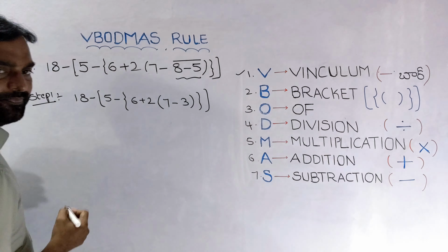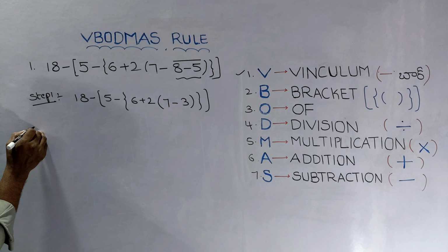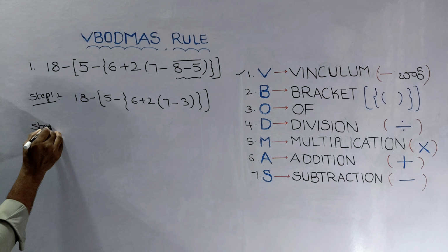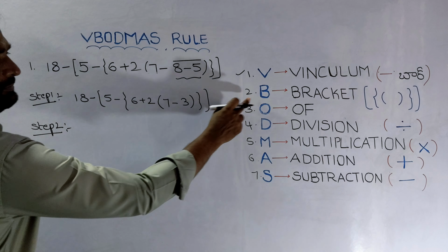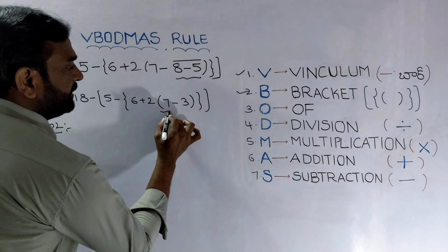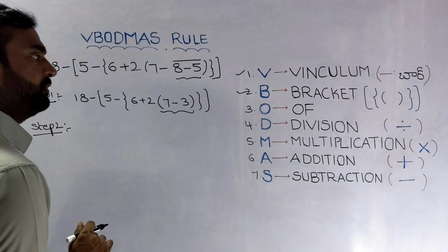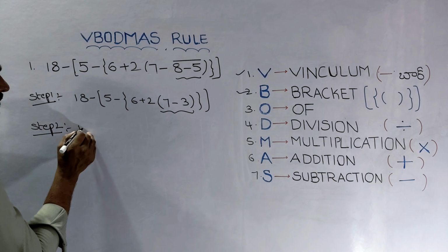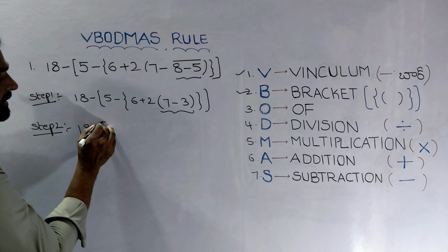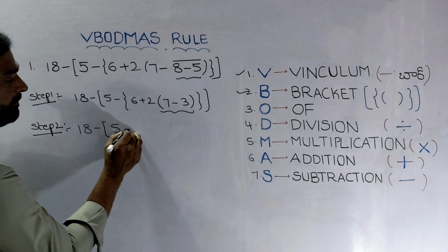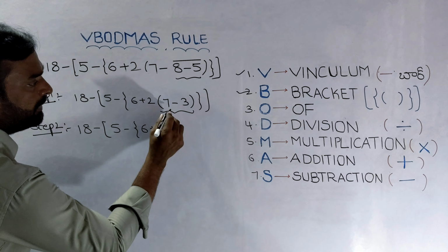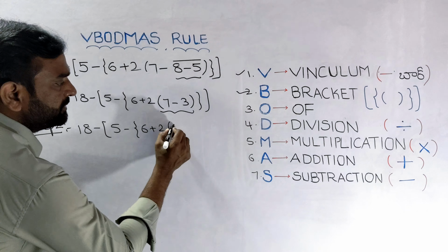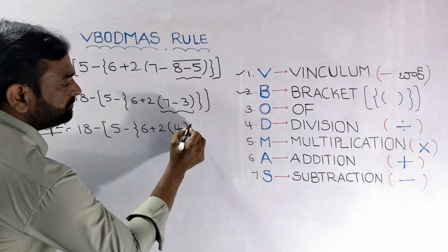Remaining part same. Okay. In second step, step number 2, bracket 1. This is the bracket 1. So here we have 7 minus 3, that is 4. So write remaining part same. 18 minus of 5 minus 6 plus 2 of 7 minus 3 is the 4, right? So write down 4.